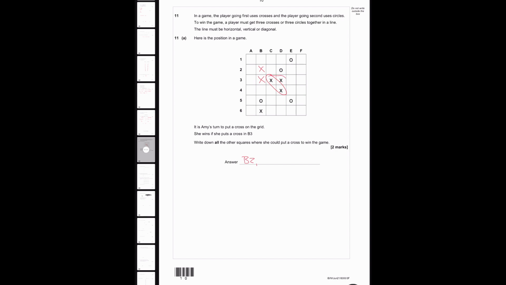We also have two crosses in a row here, so we can put one on E3. We also have two crosses here that are separated by a gap, meaning C5. The last place we can look is going down here. We've got 2 in a line, leaving us with D5. This is the last square that we can use.